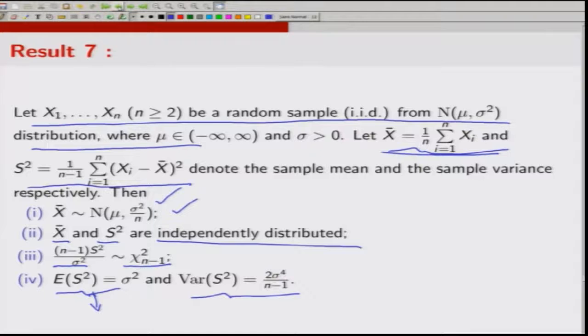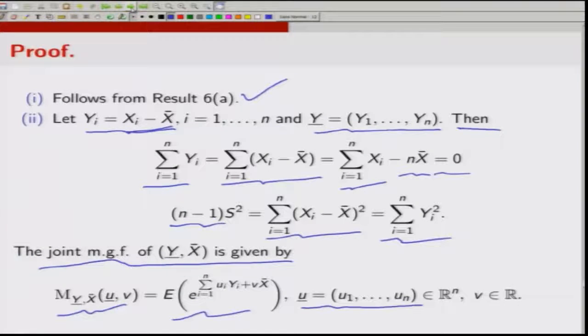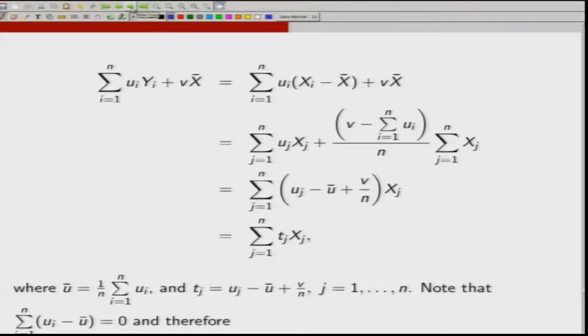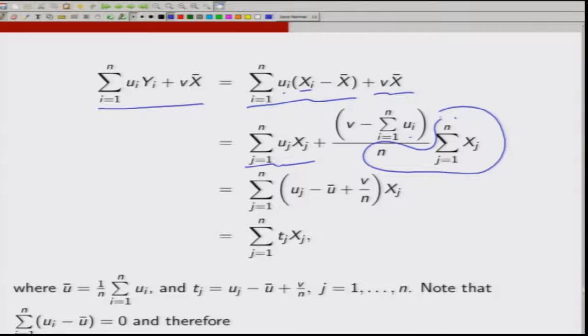So let us consider summation ui yi plus v x bar, which is the same as summation ui xi minus x bar plus v x bar, which is the same as summation uj xj, which is this term, plus v times minus summation uj divided by n x bar. X bar is nothing but this quantity. So I combine this, so this becomes summation j equal to 1 to n of uj minus u bar plus v by n, times xj, which is the same as summation j equal to 1 to n tj xj.